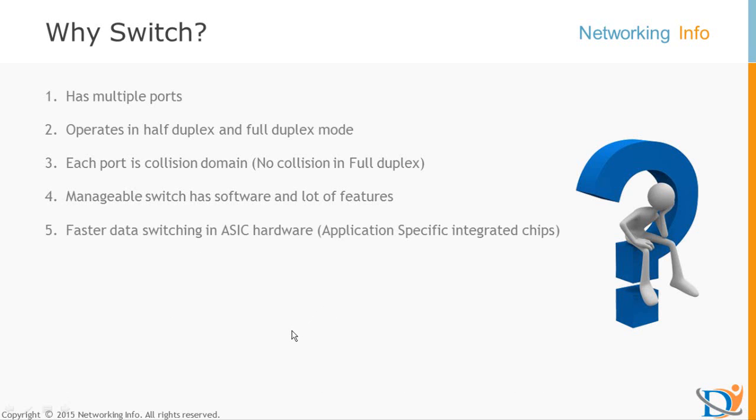So what kind of features do we get generally in a switch? You can control your traffic. You can divide traffic into multiple domains. You can have port security. You can enable the port, disable the port. You can change the duplex mode and speed of the port. Everything you can do in the manageable switch.